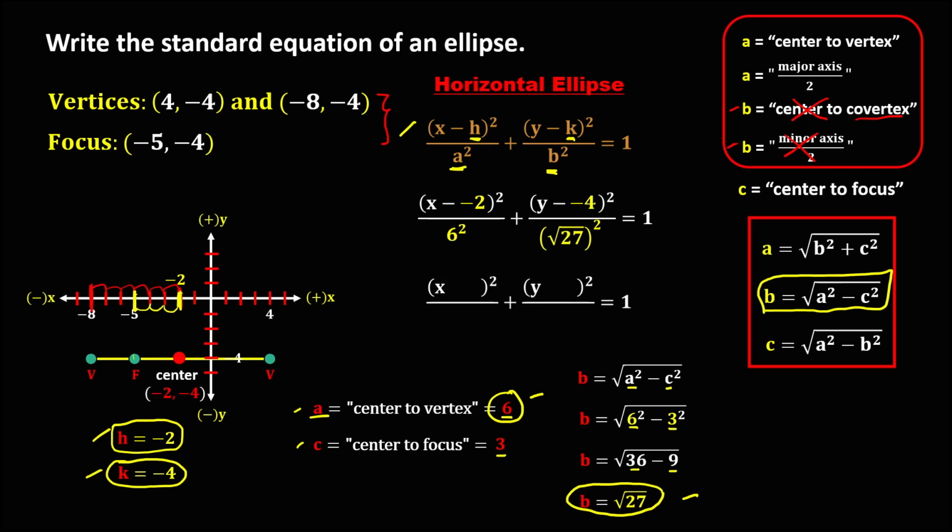Then to simplify, this double negative becomes positive, and this double negative becomes positive. And for this 6 squared, this one is 36. Then for this square root of 27 to the power 2, cancel the radical. So this is equal to 27. So this is now the standard equation for this ellipse.